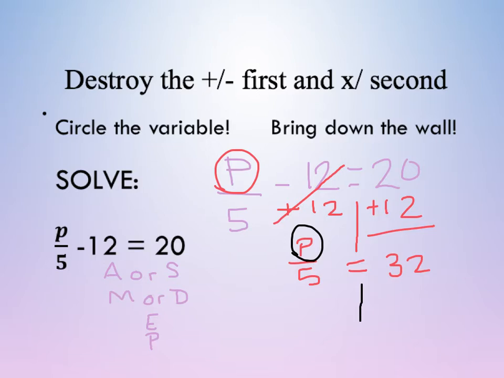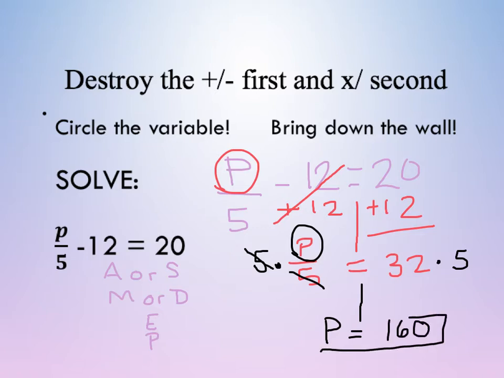This tells me P divided by 5, so I'm going to do the inverse operation, and I'm going to multiply both sides by 5. And I know that 5 divided by 5 is going to be 1, so that cancels each other out, and I'm left with P equals. And then 5 times 32 is going to give me 160. And I'm going to go ahead and box it in because that is my final answer.